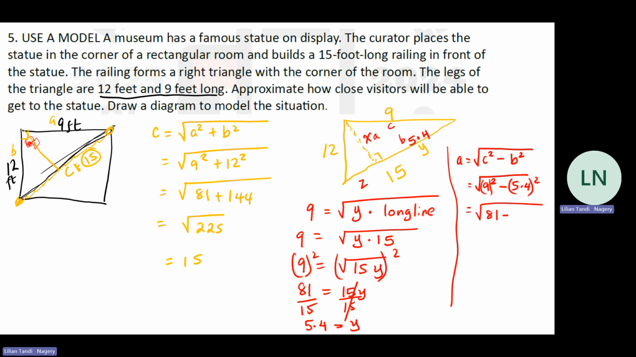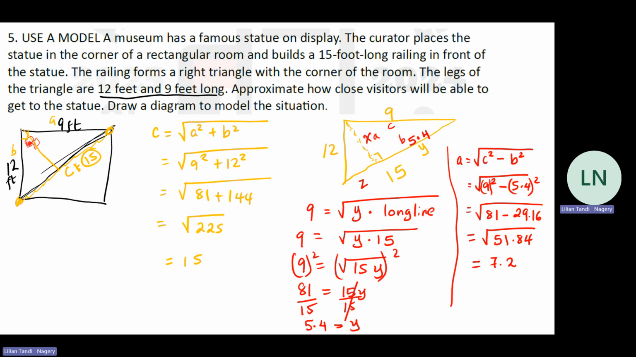81 minus, okay, 81 minus, what is 5 and 4/10 squared? That is 29.16, or 29 and 16/100. And then this is finding this, find the square root of 51 and 84/100. And that is 7 and 2/10.